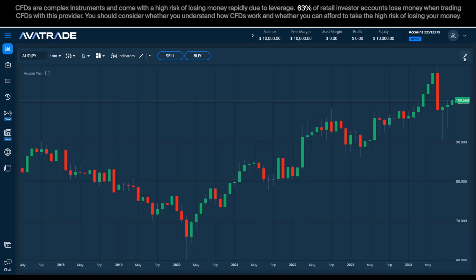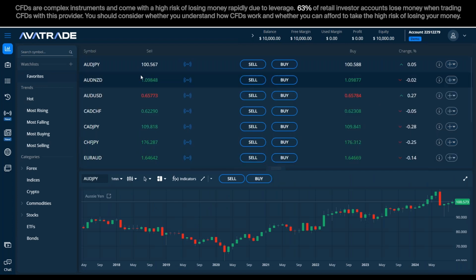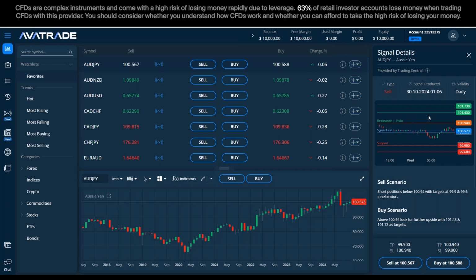So I can fold it down. You see there are two tiny arrows here. We can click and fold it down. And then I have some instruments with blue lightning next to it. Now the blue lightning here, if I click it, it's going to open me the signal.